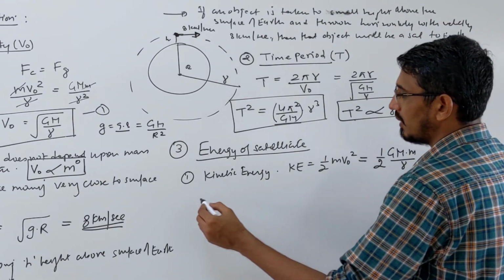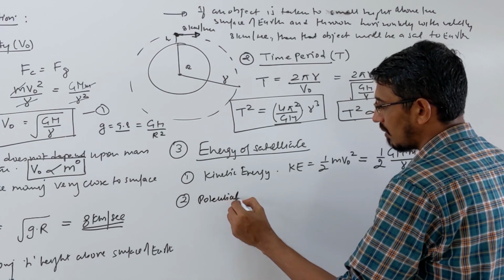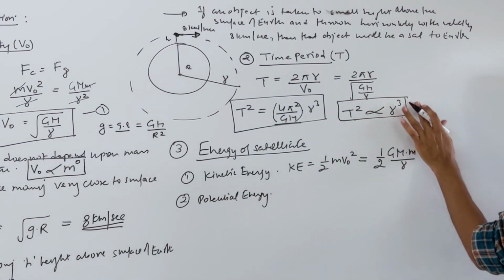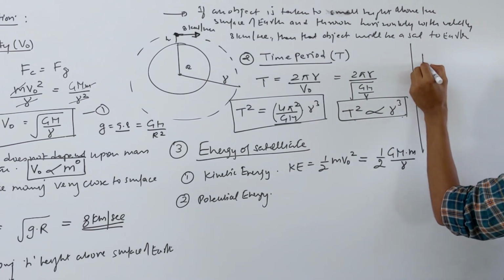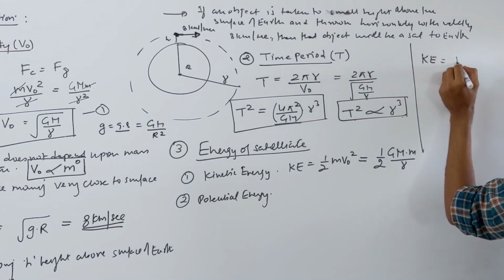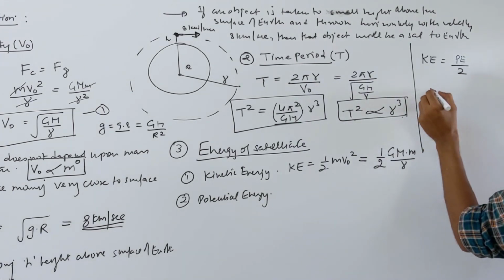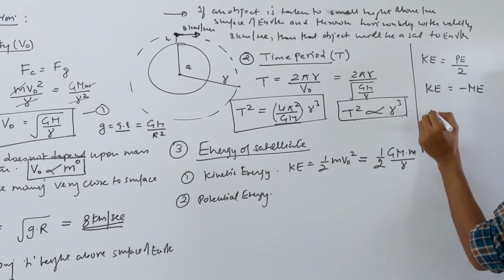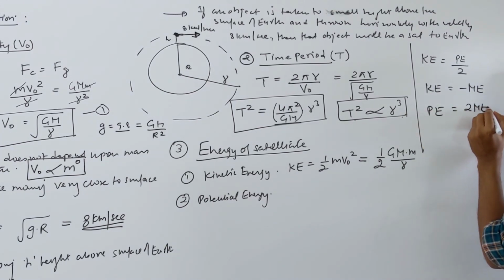This is the kinetic energy. Then you want to write the potential energy. Always remember this simple relation, which is very important for us: for a conservative force like gravitation, the kinetic energy is equal to minus of the mechanical energy, and the potential energy is double the mechanical energy.